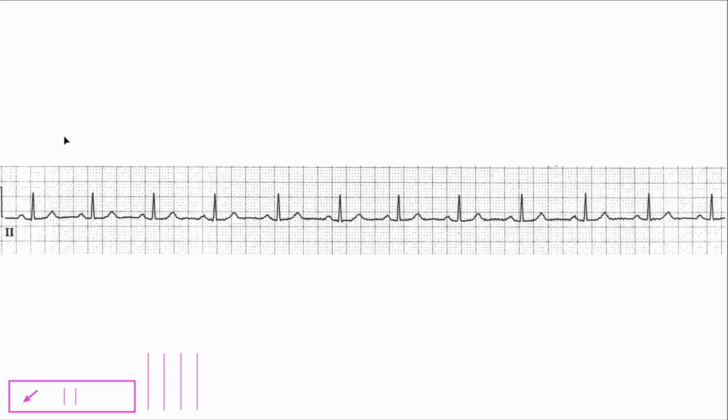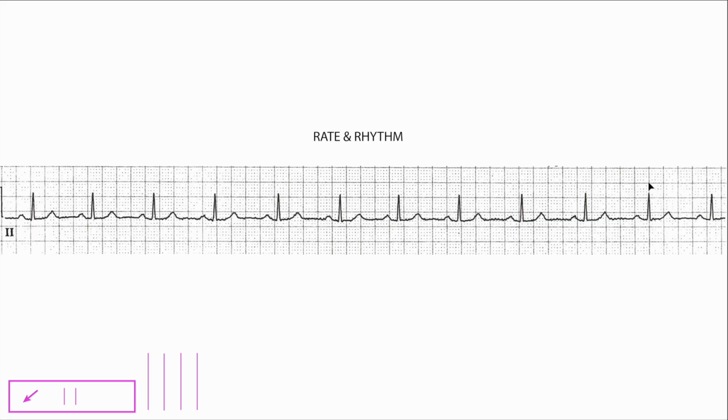So let's say somebody hands you this single channel, this is channel 2, a 10 second long strip, and you're expected to read it. First of all, the only thing you can reliably pull off of a single channel is rate and rhythm. That's it. Maybe you can do a little bit more, but you have to have some background information. As far as the rate goes, what I like to do, if it's possible, if it's not, do the best you can with what you can.